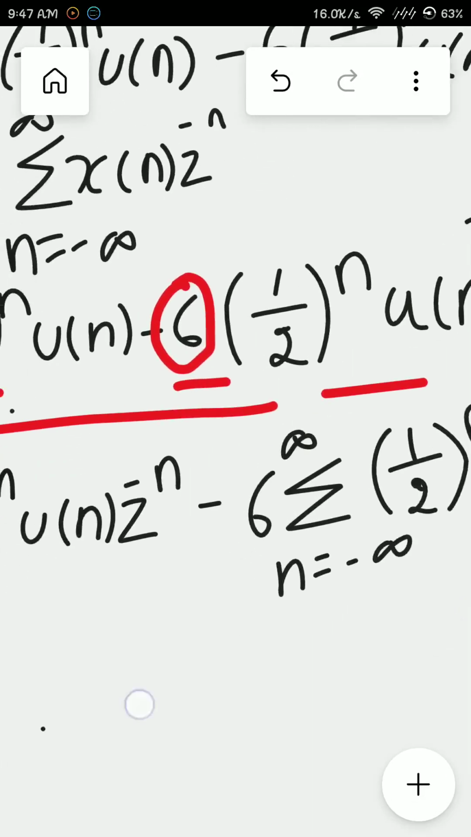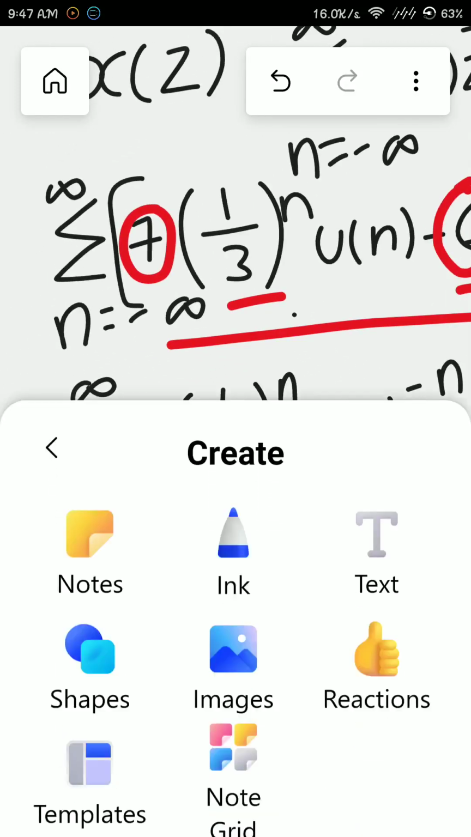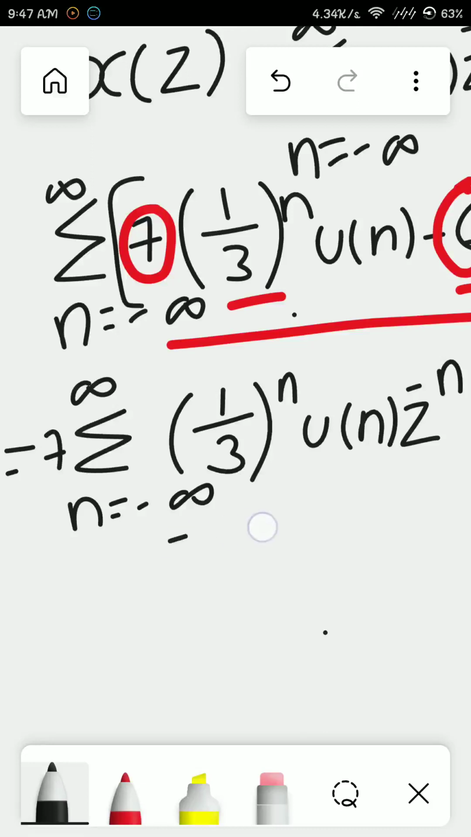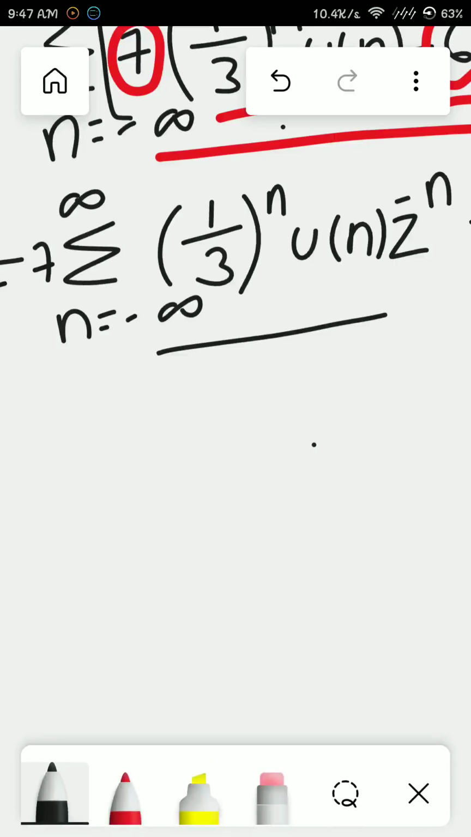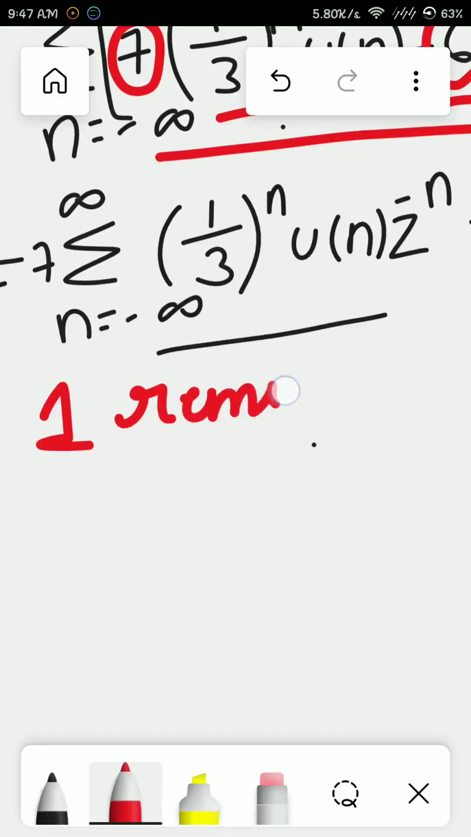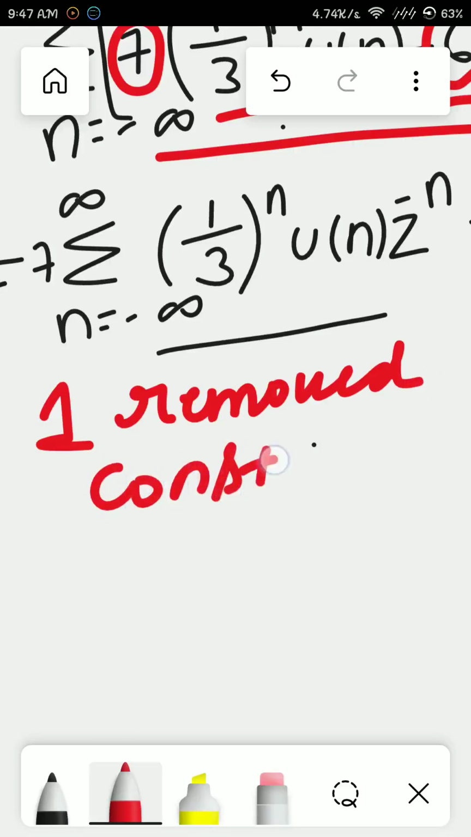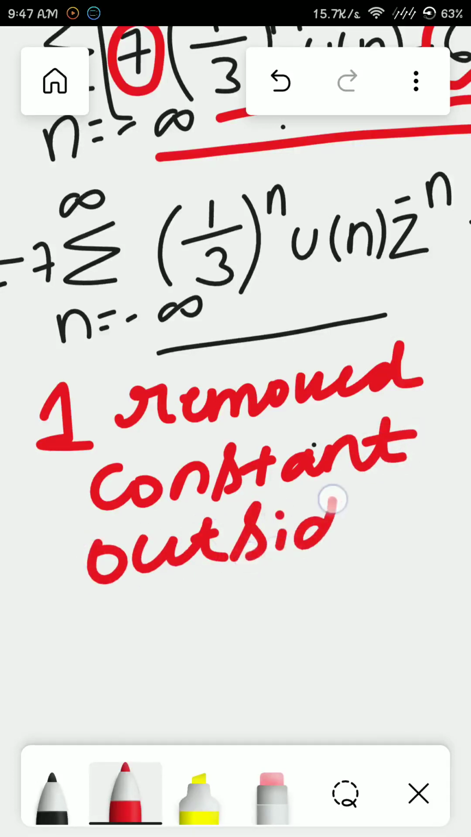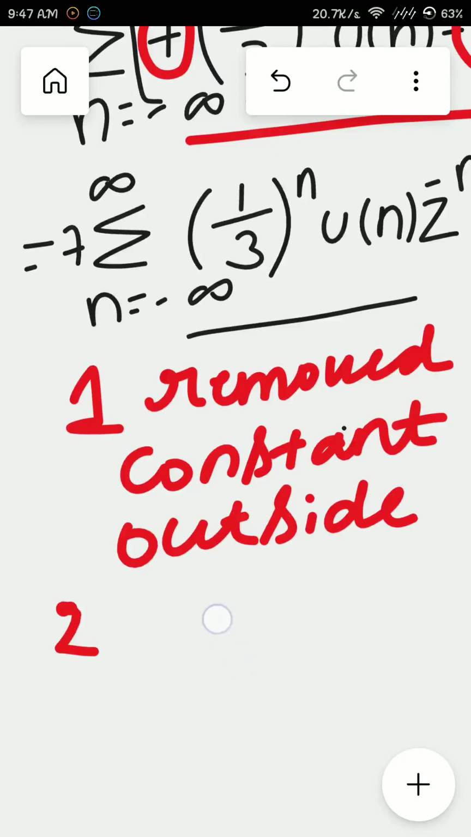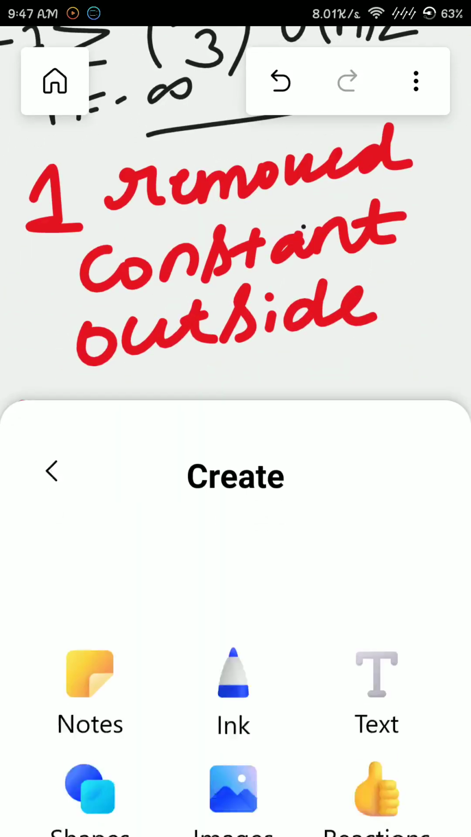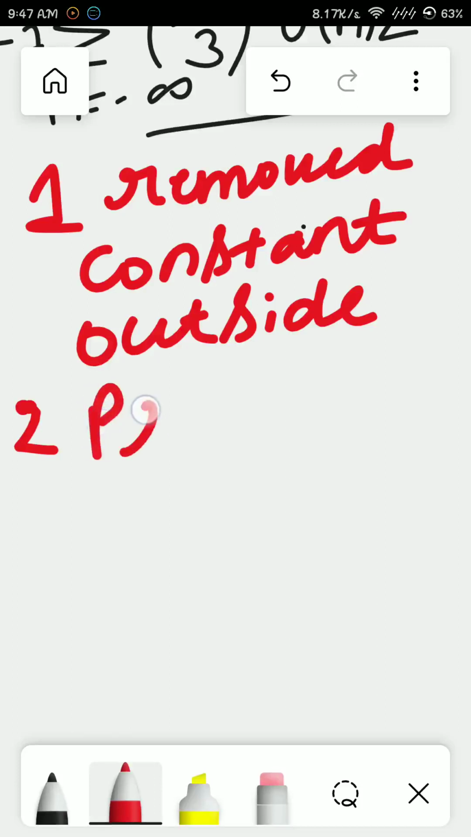So now what did we do in this particular step? In this step, the very first thing we did was remove the constant outside. The second thing we did was provide summation to both.